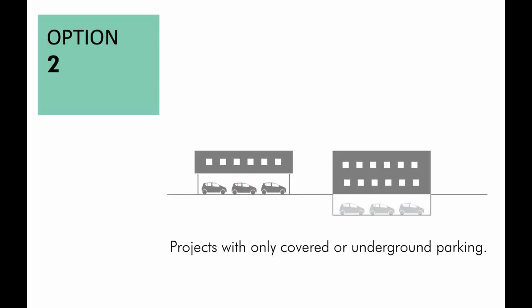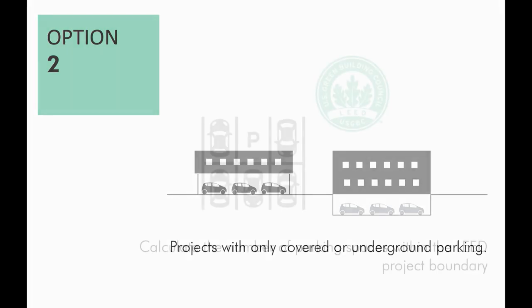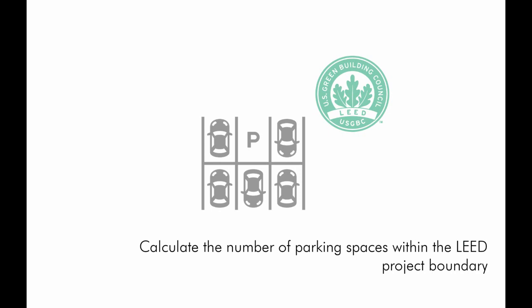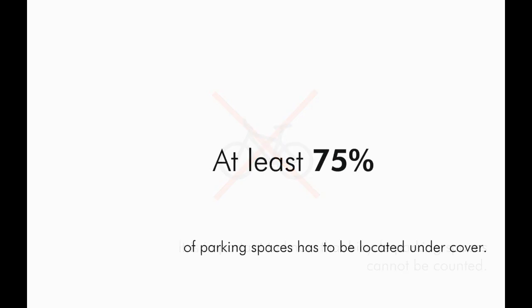Option 2 is for projects with only covered or underground parking. Here some tips should be mentioned. Calculate the number of parking spaces within the LEED project boundary. It is important to know that bicycle parking spaces cannot be counted. At least 75% of parking spaces have to be located under cover.